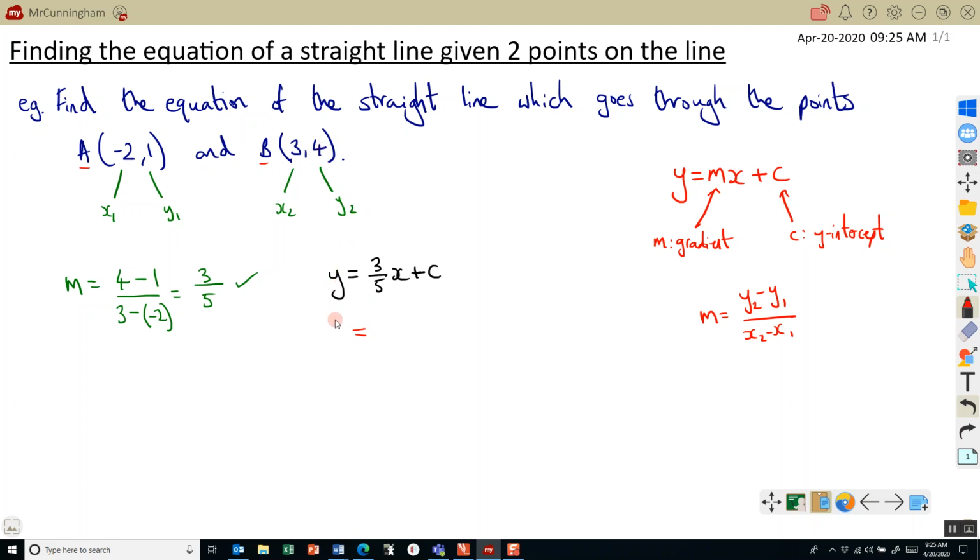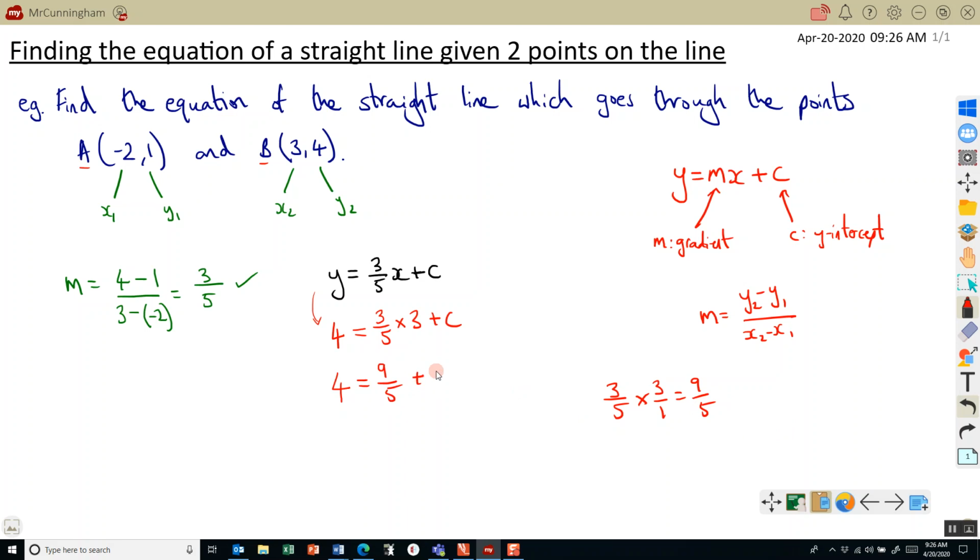So I'm going to put y is the value of 4, and then I've got 3 over 5 multiplied by the value of x. The value of x is 3, and I'm multiplying those. Alright, how do we multiply fractions? Now you can do this on a calculator if you want. You can do it using your fractions. 3 over 5 times 3, that's 3 over 1, which is 9 over 5.